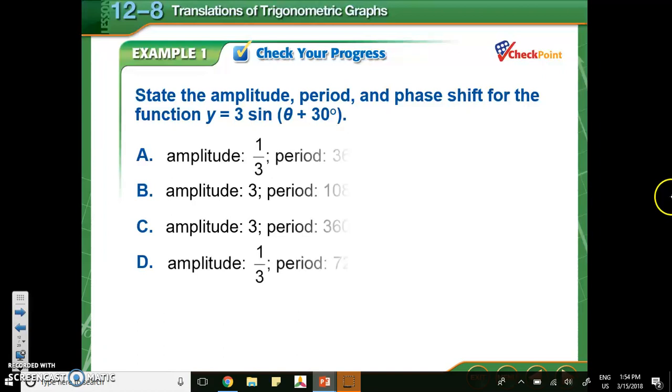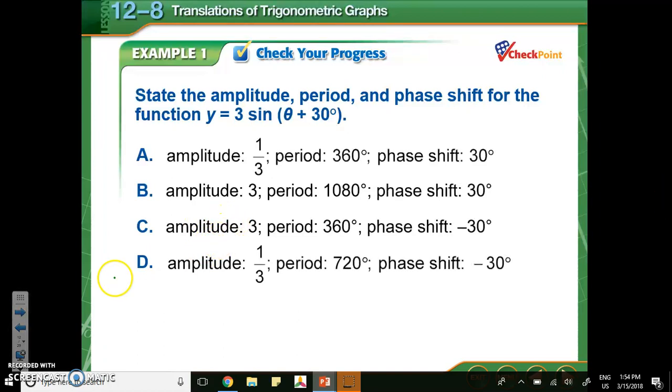All right, so you guys check your progress with this one. Find the amplitude, period, and phase shift. All right, the answer here is C. Amplitude of 3, because that's my a value. My b value is 1, so my period doesn't change. It stays 360 degrees for the sine function.